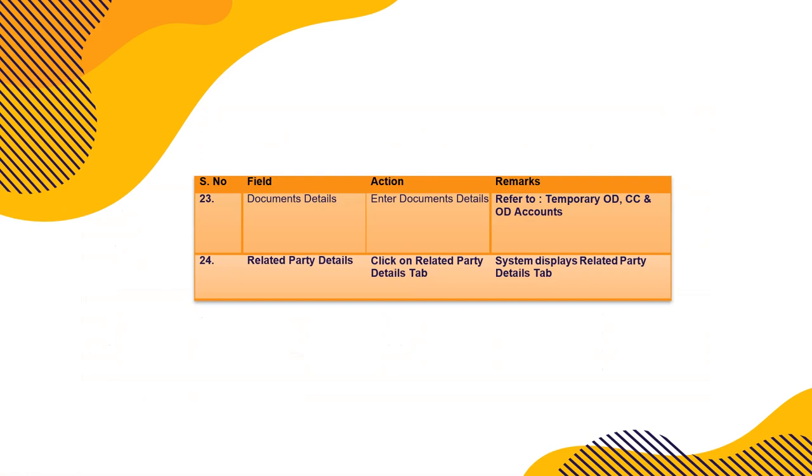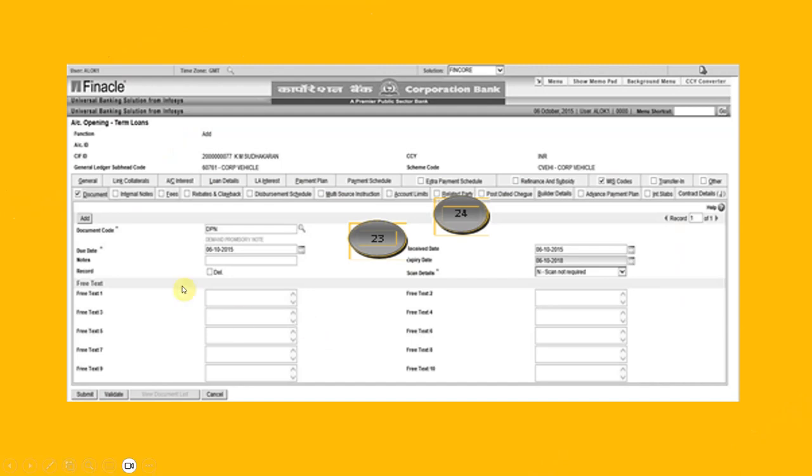Then document details. You can scan them if a scanner is available. Temporary overdraft, cash credit overdraft. Then it's related party details. If there's any joint account holder, his details have to be entered. An authorized signatory, his details have to be entered, and you can enter as many details as you like in related party details. On the left hand side, you will see add. Keep on adding and enter the details here. Here you can see my cursor, add here, right? So if there are more than 2 signatories, you can add their details.